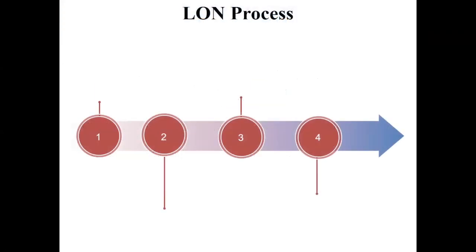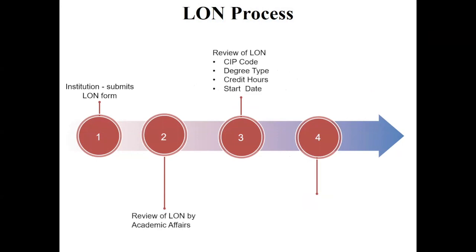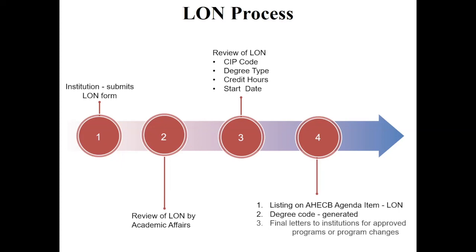The process begins when an institution completes and submits all letters of notification to ADHE. Upon receipt of the LONs, we will review them to determine the accuracy of certain elements such as zip code, credit hours, and program start date. After verification, all LONs are listed as a board agenda item. Degree codes of approved programs are generated by the Research and Analytics Office. Final letters of approved programs or program changes are submitted to institutions.